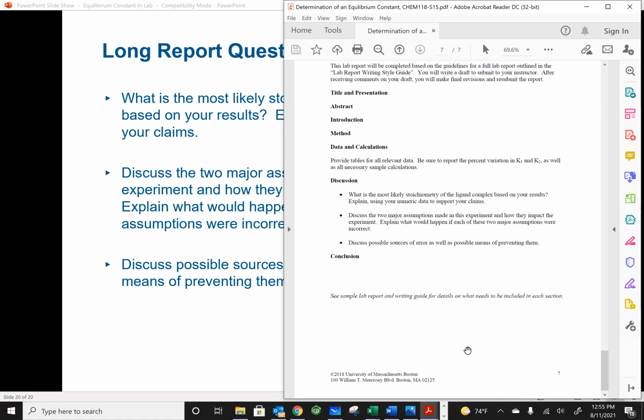Okay. The discussion question number 2, discuss 2 major assumptions. Oh, hold on. Yes, so don't physically add these questions in, you just need to be answering them within your discussion. So discuss 2 major assumptions made in this experiment and how they impact the experiment.